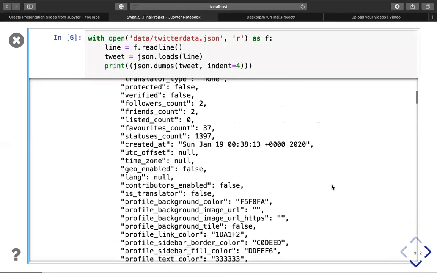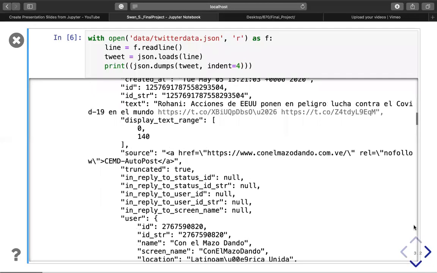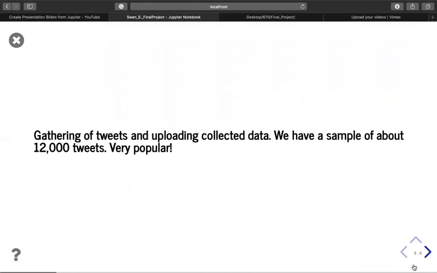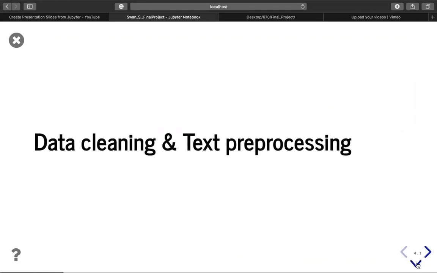So here's my raw data, pretty messy. As you can see, I had about 12,000 tweets. I didn't run the Spyder program too long, just a few minutes. So it's clearly a very popular topic. So we're going to clean up that messy data next.